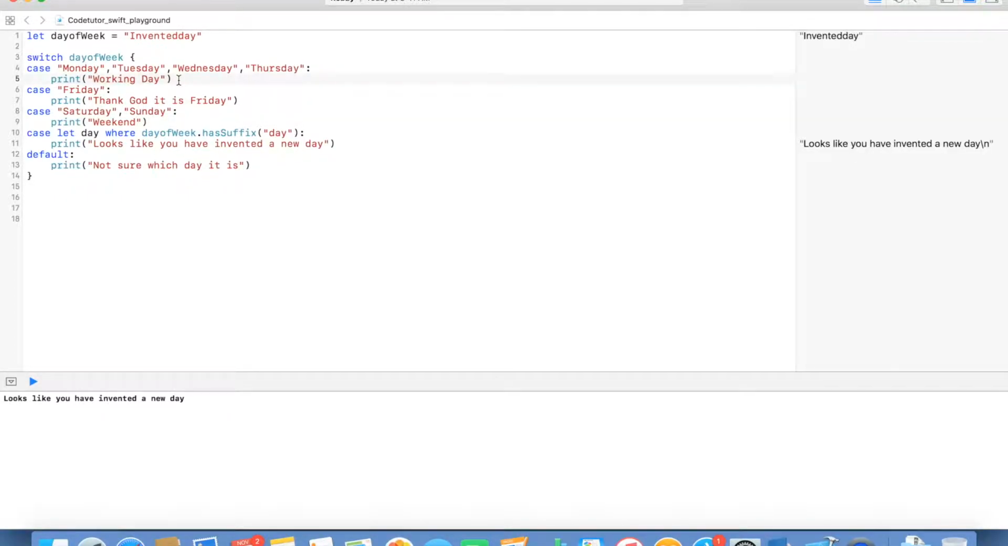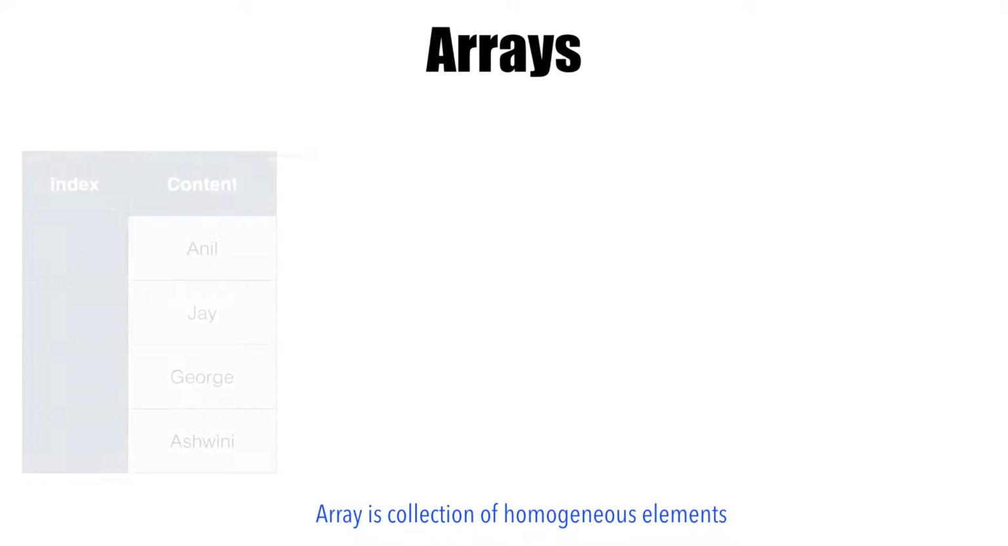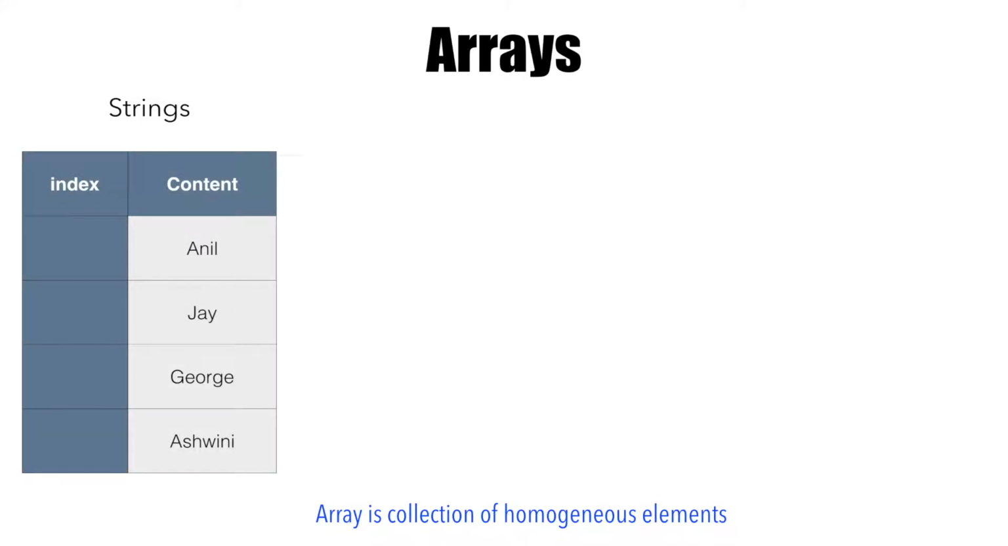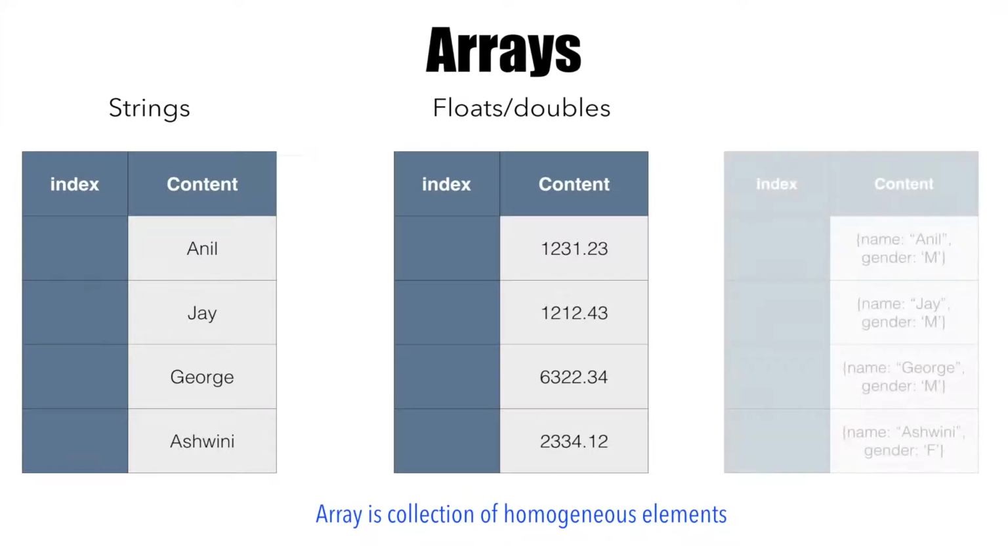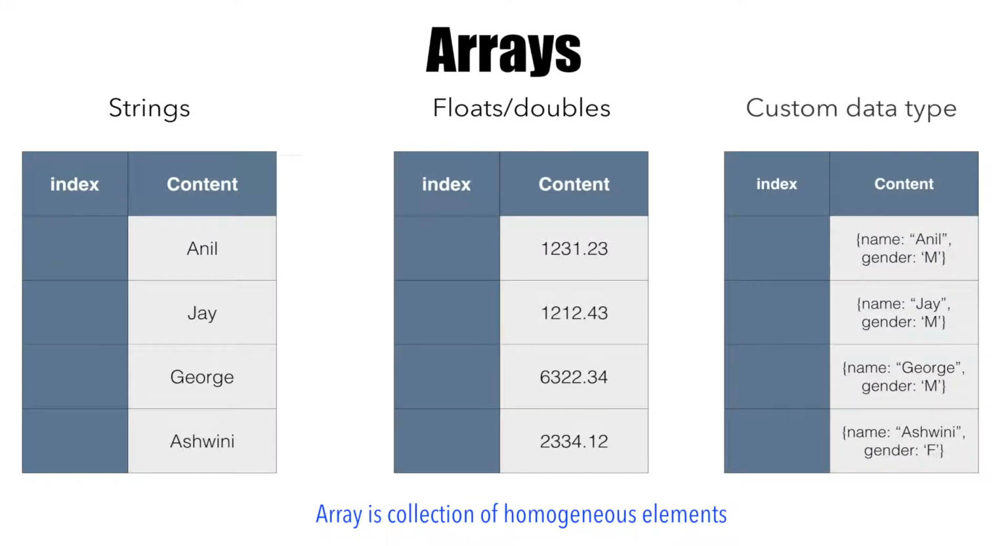Having understood switch, it's time to learn another new concept of Swift, that is arrays. As you are aware, arrays are nothing but collection of homogeneous elements. When I say homogeneous elements, it could be collection of strings, it could be collection of floats or doubles, or it could be a collection of custom objects, a struct or a class that you might have created. But an array should only contain one particular data type. It cannot contain different kinds of data types.